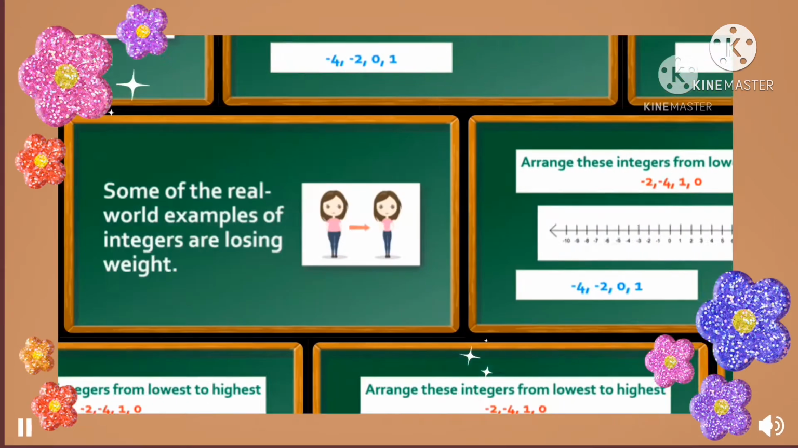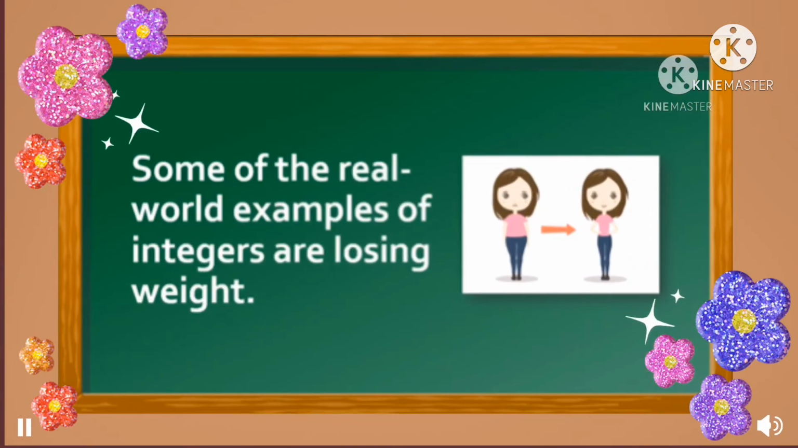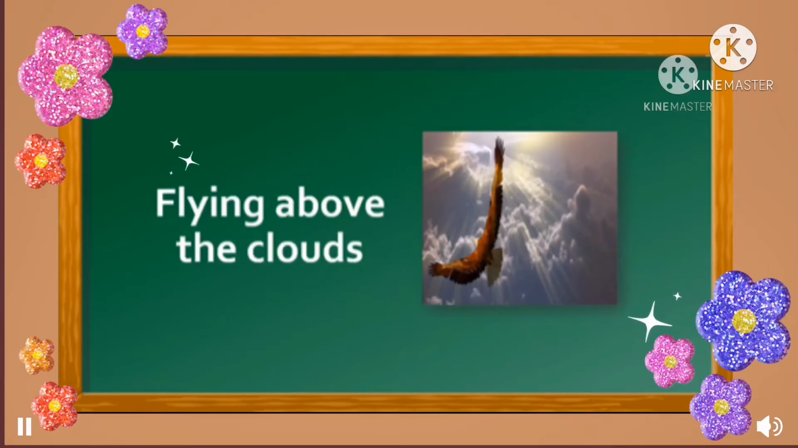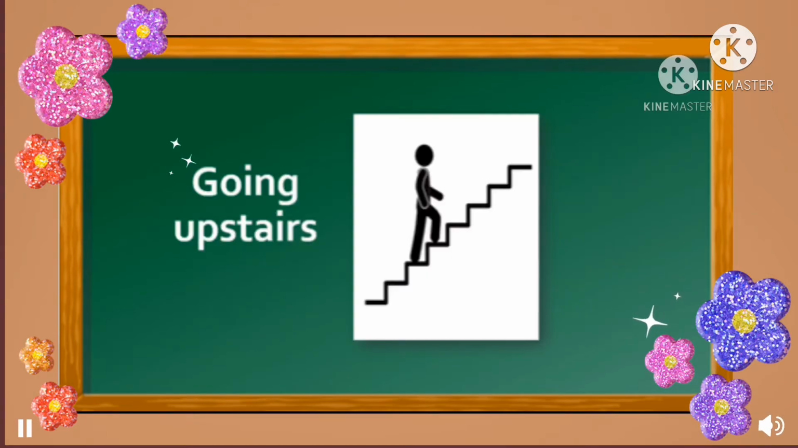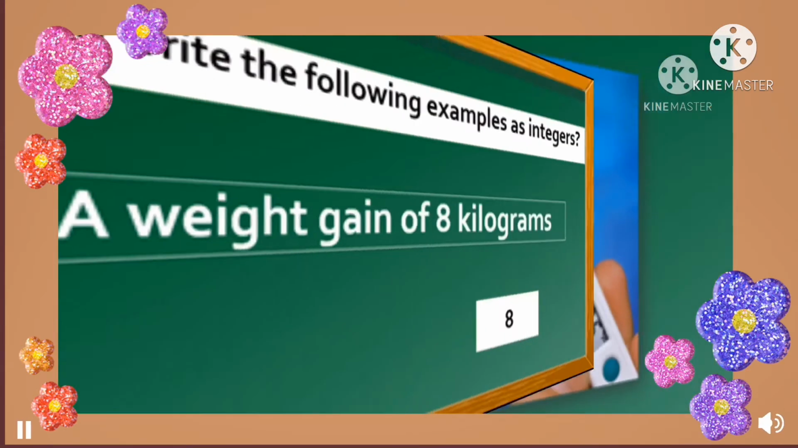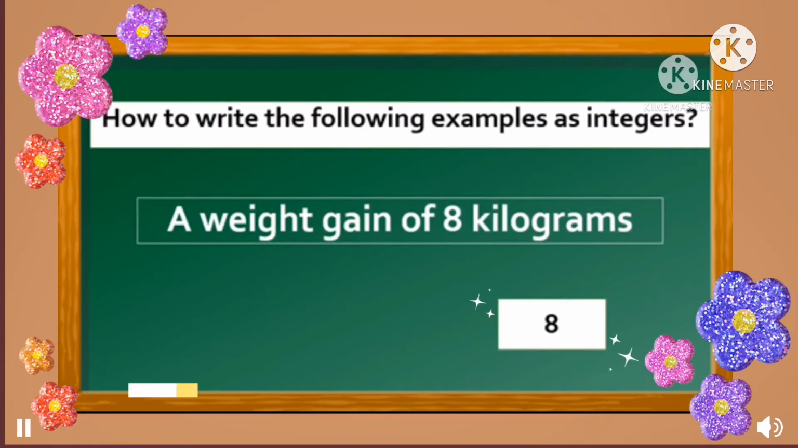1 is the highest. Some of the real-world examples of integers are losing weight, gaining weight, diving in the deep sea, flying above the clouds, going upstairs, going downstairs, and measuring the change in temperature. How to write the following examples as integers.